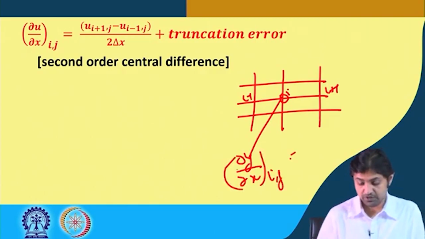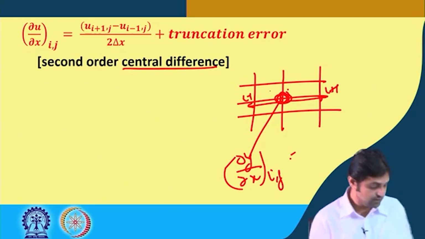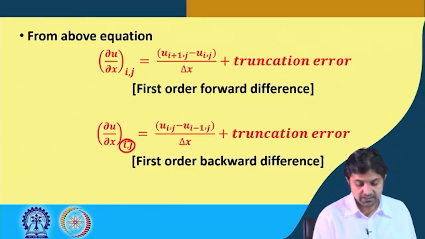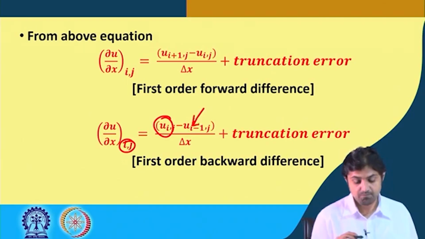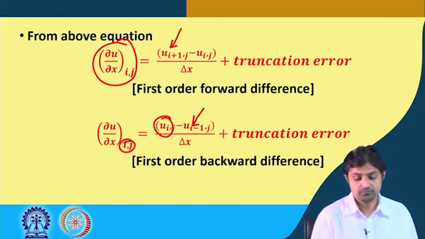So, we are calculating the value of dy by dx here using the point back here and here. That is why it is called the second order central difference. This is central. In the backward, you see, we are calculating at I using the one there minus the one at the back. Here we are calculating at I using the one in front minus the current one, alright.